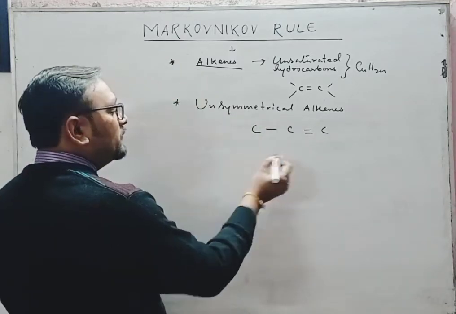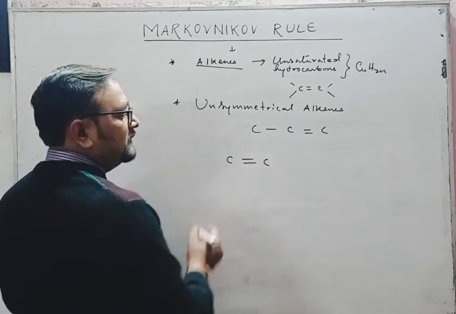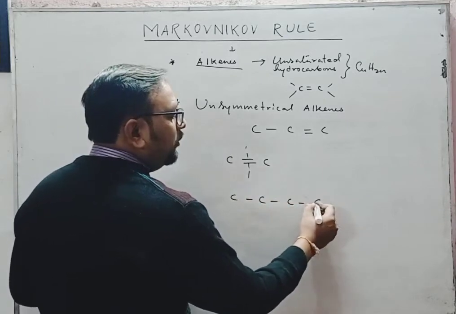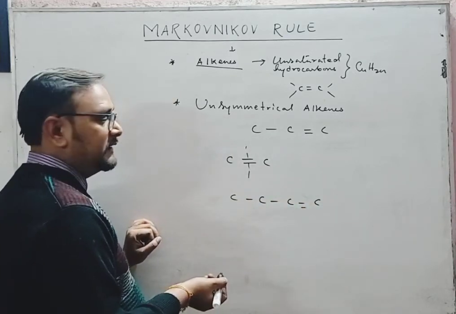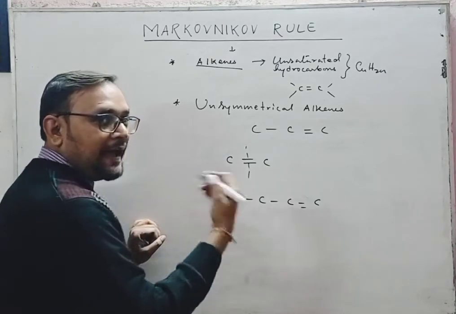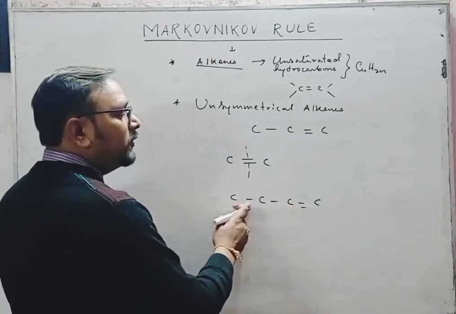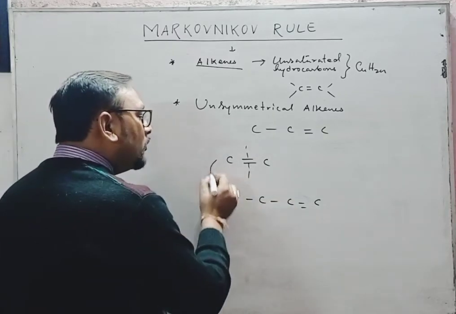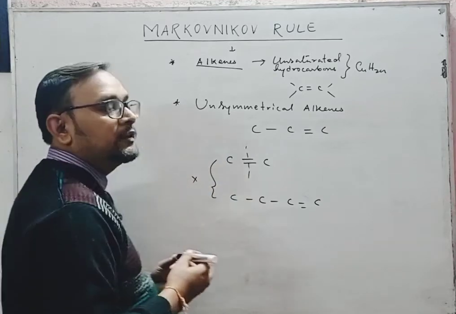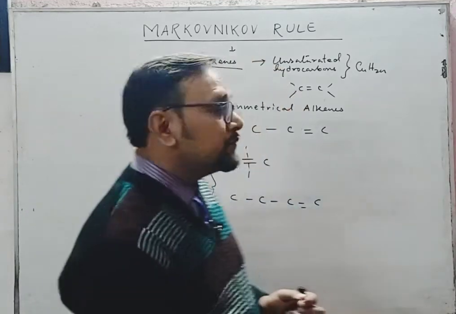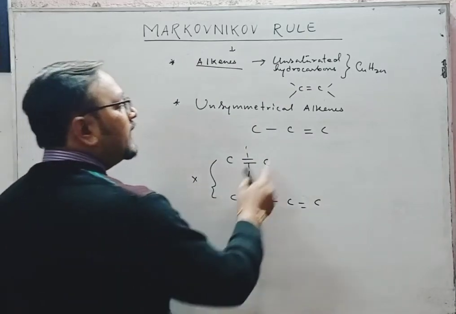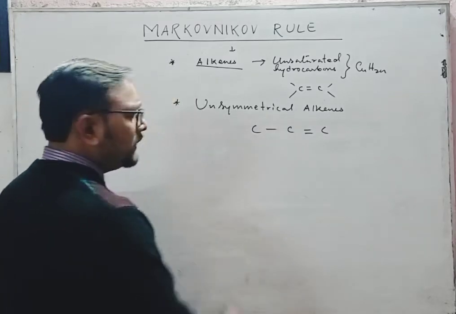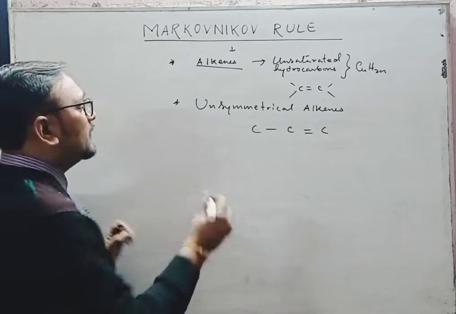Let me show you the difference from a symmetrical alkene. Suppose I take this, it is a symmetrical alkene. If you take this type of alkene also, my dear students, that is also a symmetrical alkene, because if you do the IUPAC nomenclature, even if I put this double bond here, the same name will come, which means this is also a symmetrical alkene. So we will not apply Markovnikov's rule on these types of alkenes. Rather, we will apply it for the unsymmetrical alkene. This is a very important thing.